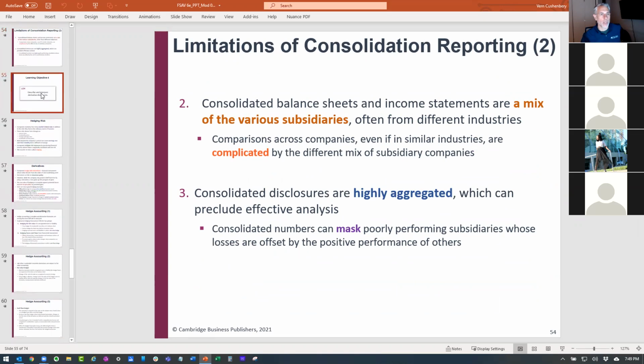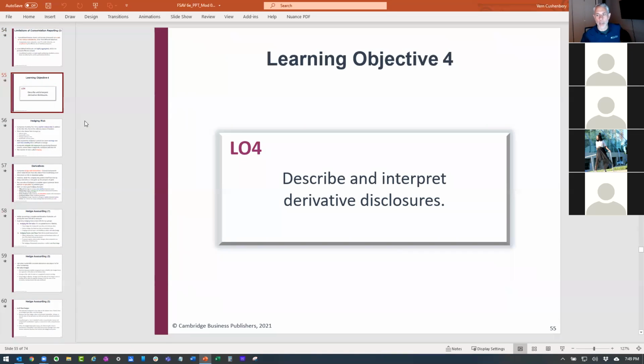Okay, I'm skipping through some of these background slides so I can make sure I get all this material covered tonight. Okay, describe and interpret derivative disclosures. I mentioned that there were 3 bits of accounting that were going to show up in the accumulated other comprehensive income section. This is the third.